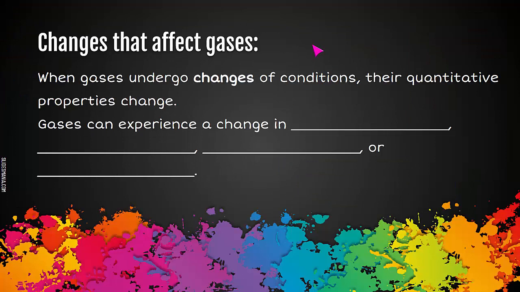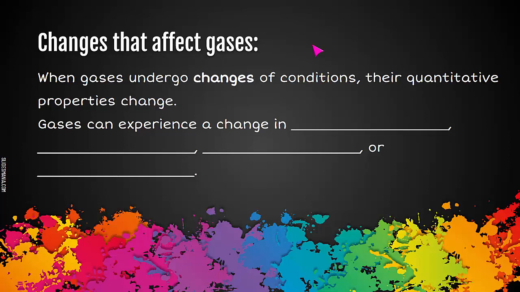And let's just go ahead and talk about the changes that affect gases and the quantitative properties that can change. So when gases undergo a change of conditions, so maybe you have a balloon or a tire or an inner tube that you might float on in a pool, and there's some sort of change in condition. Maybe the temperature changes. Their quantitative properties are going to change. That means the measured values.